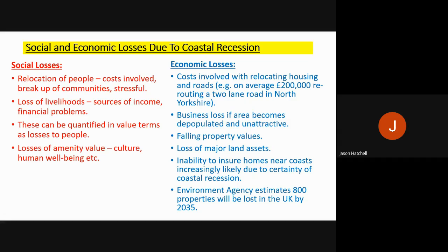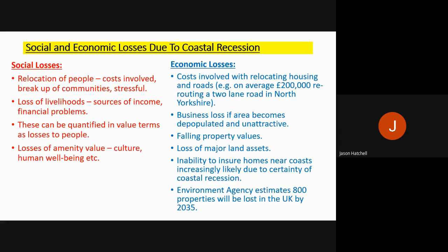So social losses include the relocation of people, the breakup of communities, the loss of livelihoods, incomes and financial problems, the loss of things that can't be quantified in value terms, and the loss of amenity value like culture, human well-being, and so on.